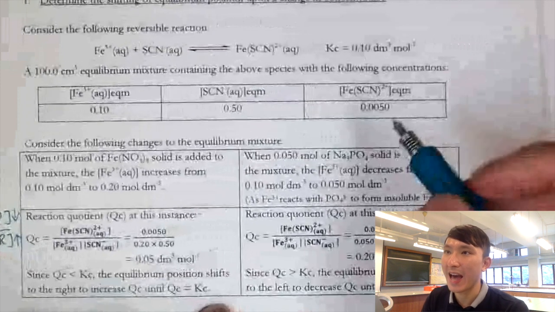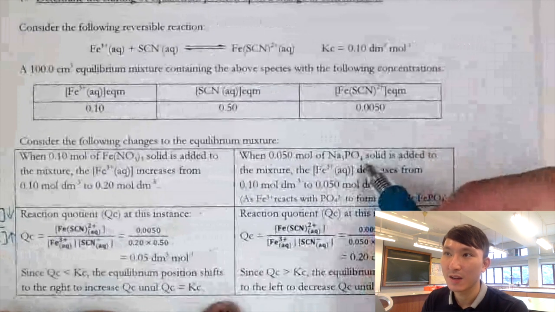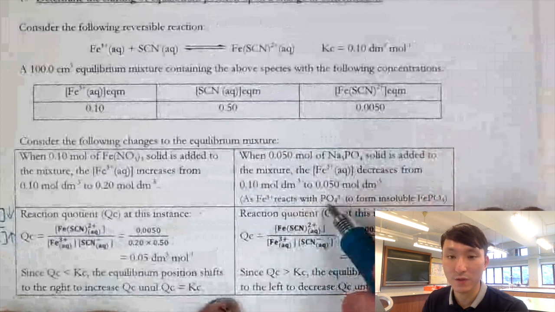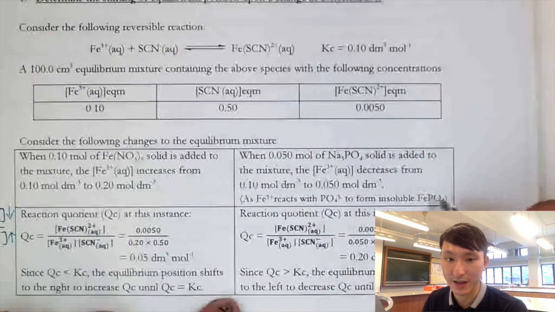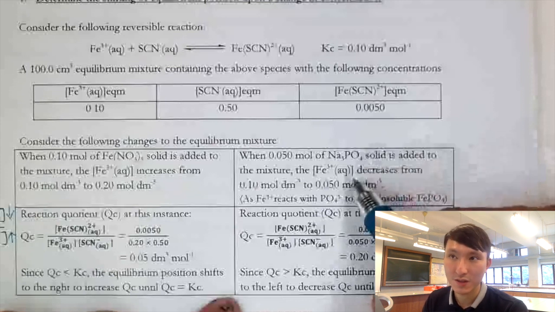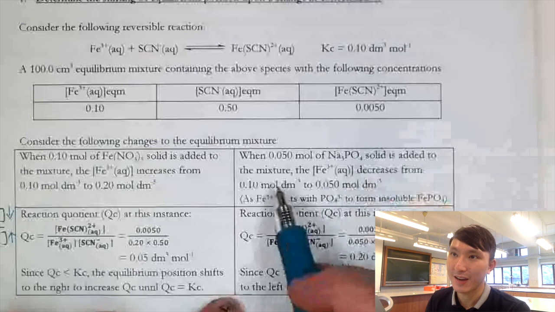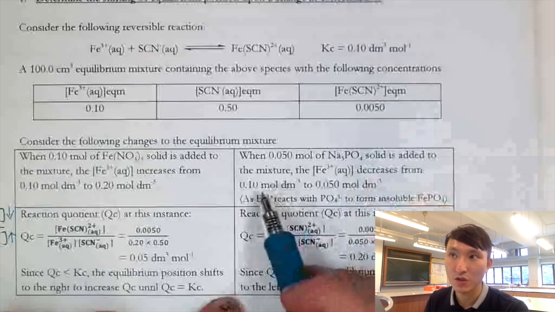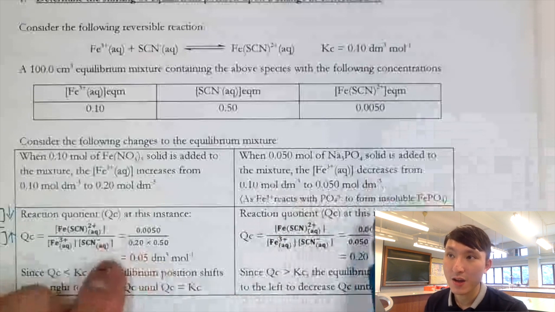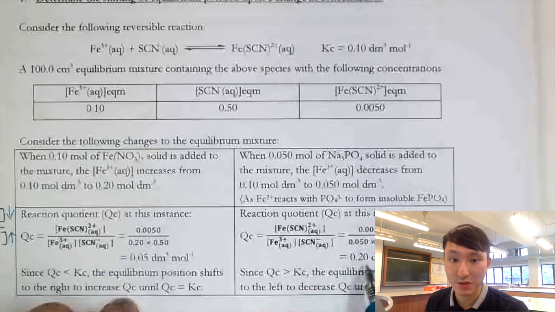In this situation, we add this amount of sodium phosphate, and it turns out that Fe3 plus will react with the phosphate ion to form precipitate. So basically, the addition of this solid removes some of the Fe3 plus, and therefore brings down the concentration of Fe3 plus. So now it turns out that it is changing from 0.1 M to 0.05 M. All right. Using a similar calculation as before, plug in those numbers. Now we get a bigger QC. Okay, a QC bigger than KC.